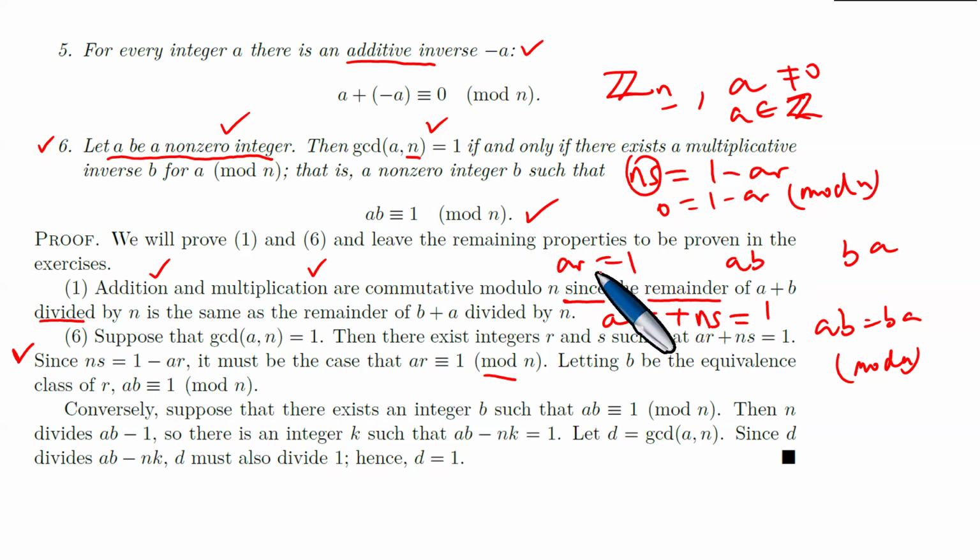But it's not just that AR is 1. AR is equivalent to 1 modulo N, under the action of the modulo N. Okay, we continue. Let B be the equivalence class of R. We take B, or letting B be the equivalence class of R, AB equals 1 modulo N.